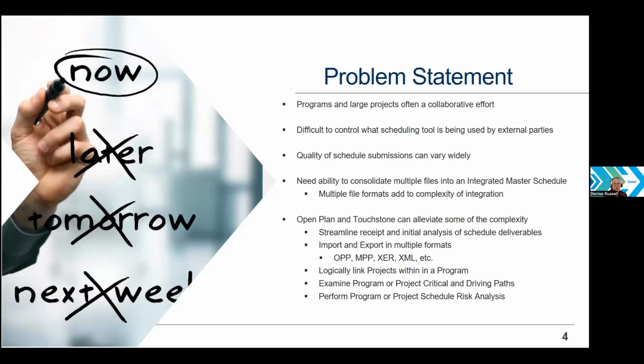Utilizing Acumen Touchstone and OpenPlan, like I said, streamlines the process of receiving and importing schedules from a variety of tools. Once you have all of your data collected and input into OpenPlan as part of an integrated master schedule, you have the ability to link projects together via schedule logic. You can run critical and driving path analyses at any level, whether it's the project or the program. You're also able to perform other analysis at multiple levels of the integrated master schedule, including resource analysis and management, and even schedule risk analysis.